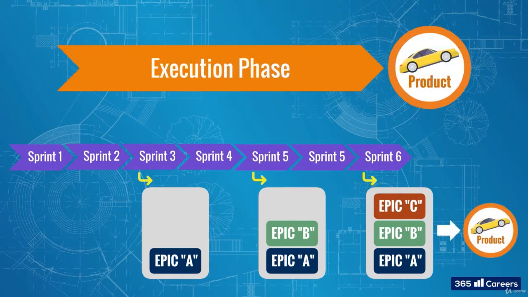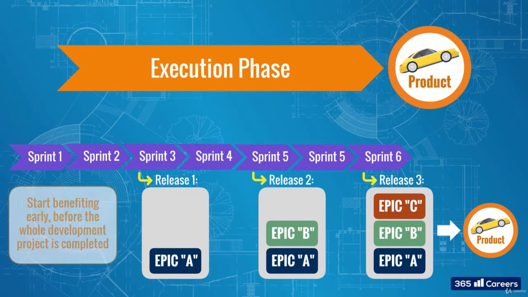When a bigger functionality or a group of functionalities is completed, let's say an epic or a group of epics, the Scrum team completes a product release. That basically means that users can now start using this part of the product scope for business purposes, even if the project continues working on the remaining parts of this product. In this way, with the Scrum methodology, the organization could start benefiting from the newly developed product way before the whole development project is completed.